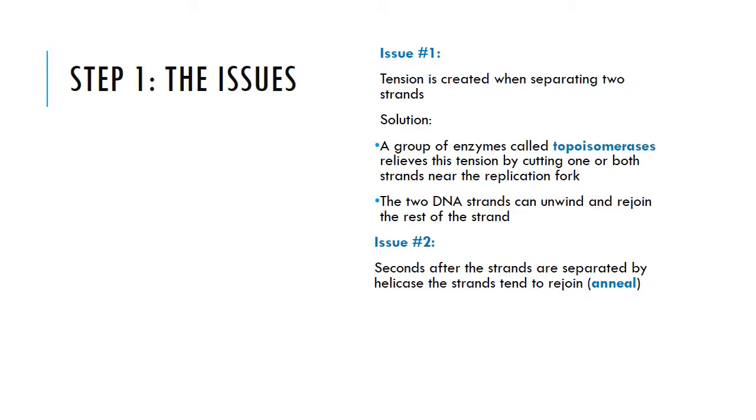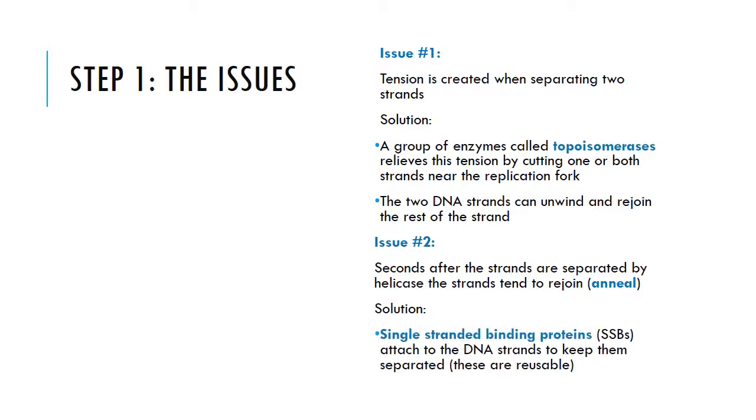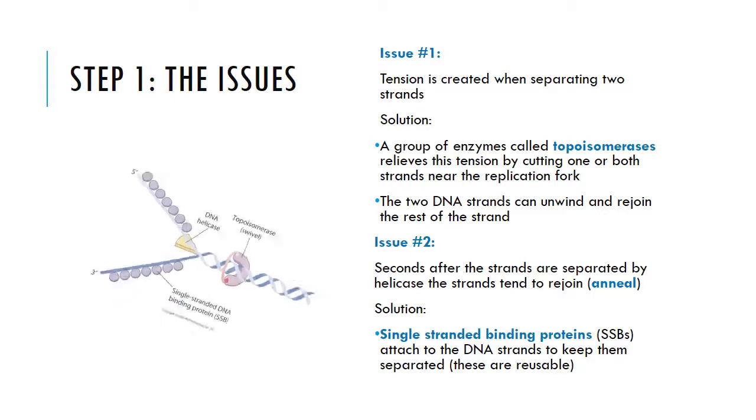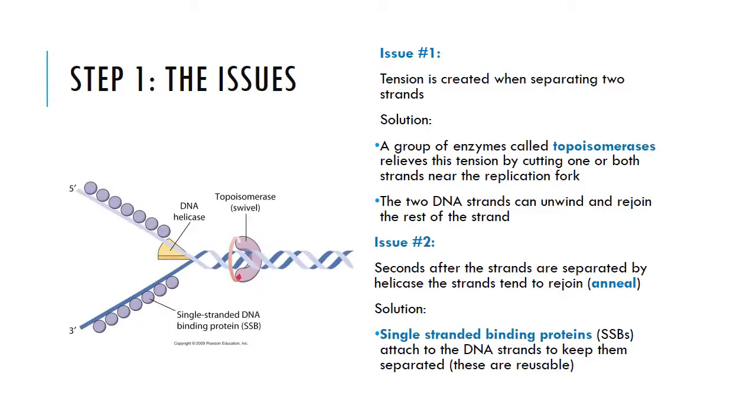The second issue is that those bases are pretty happy to be joined in those hydrogen bonds, and because those bases are just opposite each other on the DNA strands, as soon as we break them apart with helicase, they kind of want to stick back together again. And that idea is called annealing. So our bases would like to re-anneal once they are split. So we need to have something to hold them open. And that something is a group of proteins, which we call single-stranded binding proteins. And they are going to help keep the DNA strand apart.